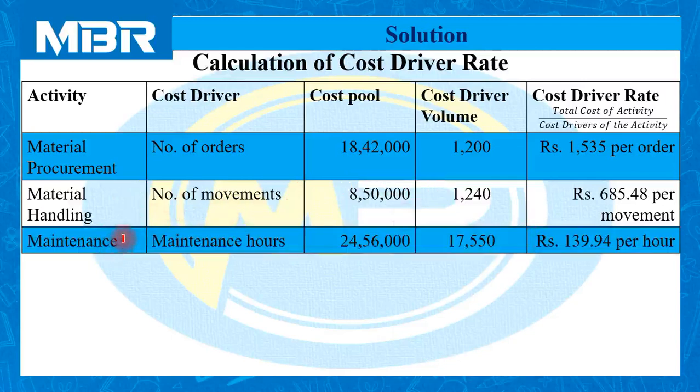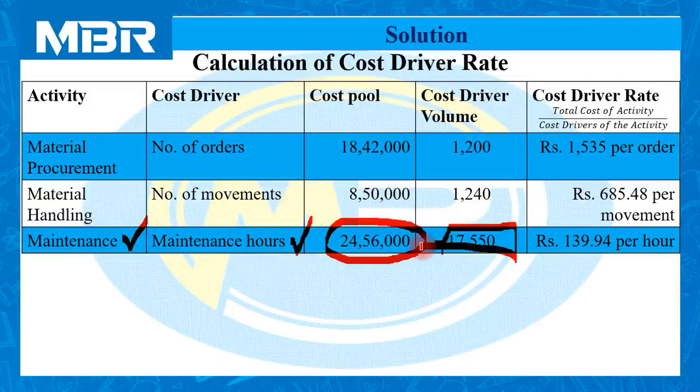The third activity is all about maintenance. For the purpose of distribution of maintenance expenses, we have to apply maintenance hours as the base. The expenditure is estimated to be 24,56,000 on maintenance and 17,550 maintenance hours are expected by the examiner, and it is already given to us. 24,56,000 divided by 17,550, so 139.94 per hour.